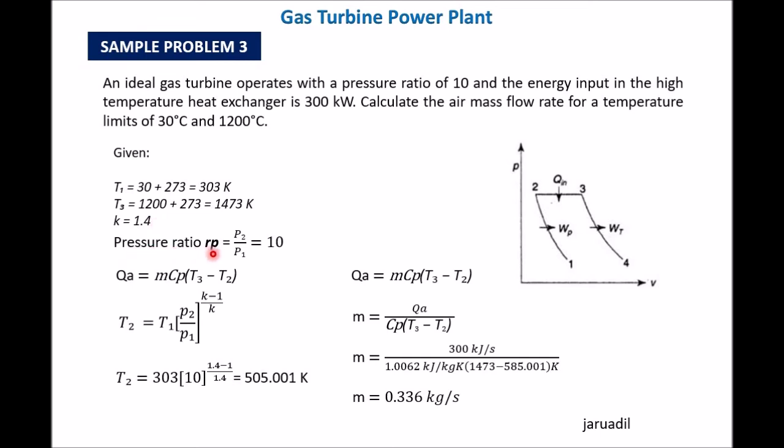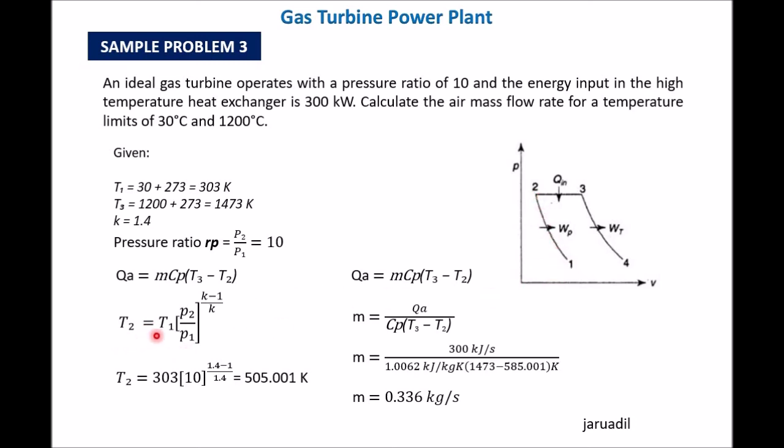So, the pressure ratio is given, P2 over P1 equal to 10. Now, here, we will be using QA is equal to MCp delta T. Why are we not using the equation for isentropic here? Because this one is Q added, MCp delta T, Q added at constant pressure. This one, 2 to 3, is constant pressure. But to find the temperature at 2, you will use this isentropic formula, because from point 1 to 2, this is isentropic.